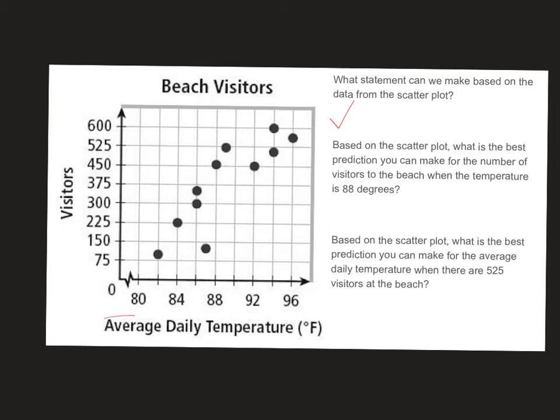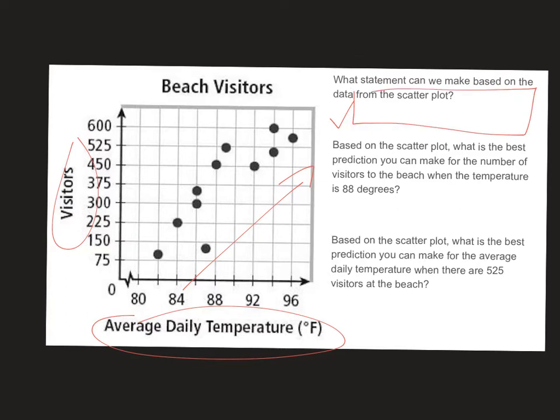Well, again, we want to look at our x and our y-axis. We know that our x-axis is average daily temperature, and visitors across our y-axis. It's moving up in a positive direction, so there's a positive correlation or positive association here. We can also say that as the temperature increases, so do the number of beach visitors. So that's what I want you to put right here in this first section of your notes. As temperature increases, because we can go across the x-axis increasing, so does visitors on our y-axis.